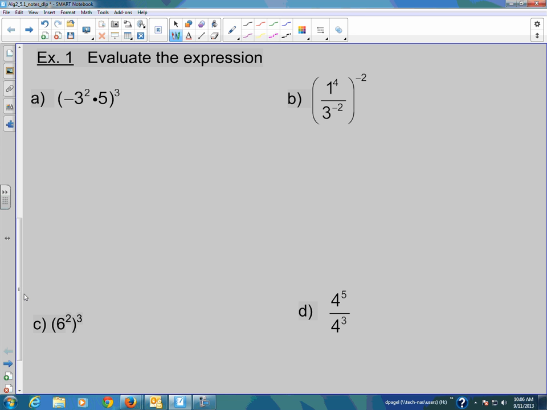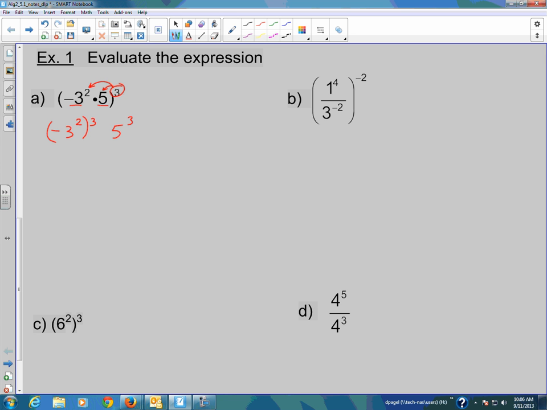All right, on this first one here, we recognize that I've got different bases. And I've got them inside of a grouping symbol, parentheses, and then this power of 3 on the outside. So I have a situation where I'm going to raise to the power of 3 everything on the inside of these parentheses. This is my power of powers. If I did that, I'd have a negative 3 squared, and that's getting raised to the power of 3. And then I have a 5 being raised to the power of 3.